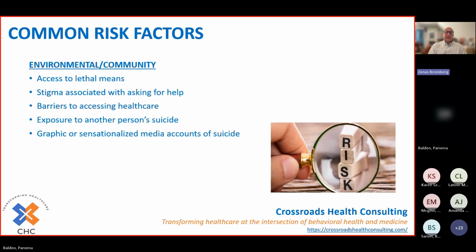At the environmental and community level, here are some examples of risk factors. Access to lethal means is something we're going to talk a little bit about later on. Certainly the stigma of asking for help is an important thing to think about here. And we've all heard and seen in the media graphic and sensationalized accounts about suicide, particularly what's called cluster suicides, or suicide contagion, where a number of people in a given community commit suicide. These tend to get a lot of attention and can be a significant risk factor for many youth.